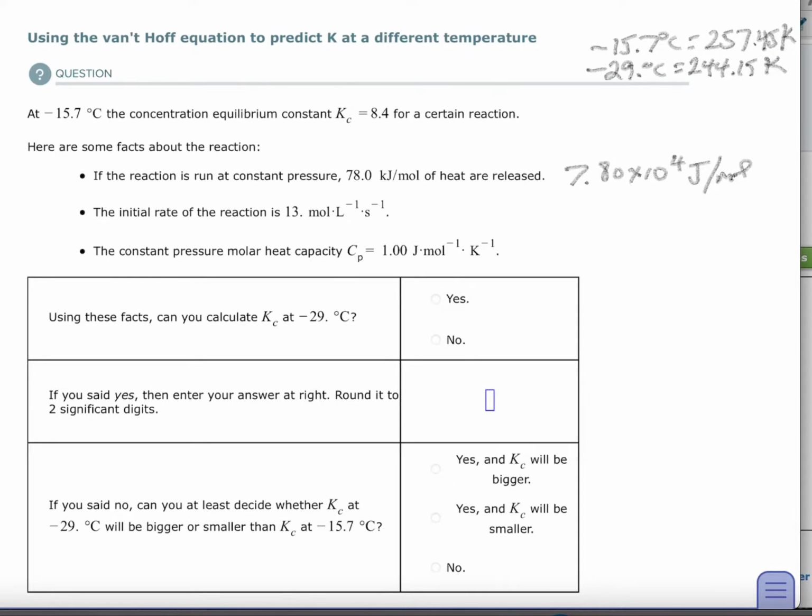And really, in order to use the Van 't Hoff, I have to know the heat of reaction. So some of these questions are going to supply you with the heat of reaction and some are not. If you don't have the heat of reaction, it's easy. You just say, no, I can't calculate the K sub C at the new temperature. If you do, then you're just going to put in the heat of reaction and fill it in at the new temperature. It's not really that hard. It just looks very intimidating, at least to me.